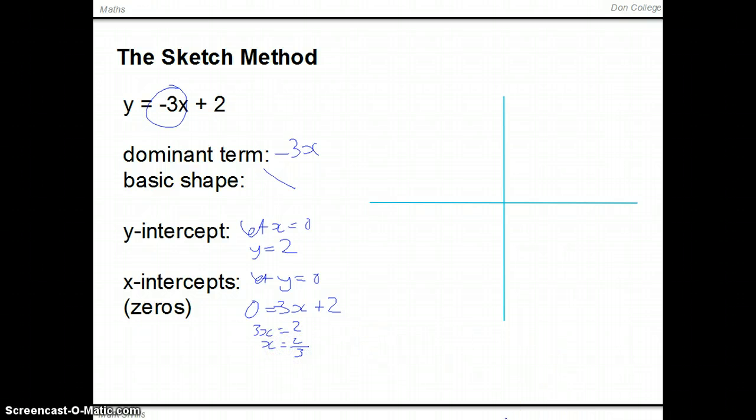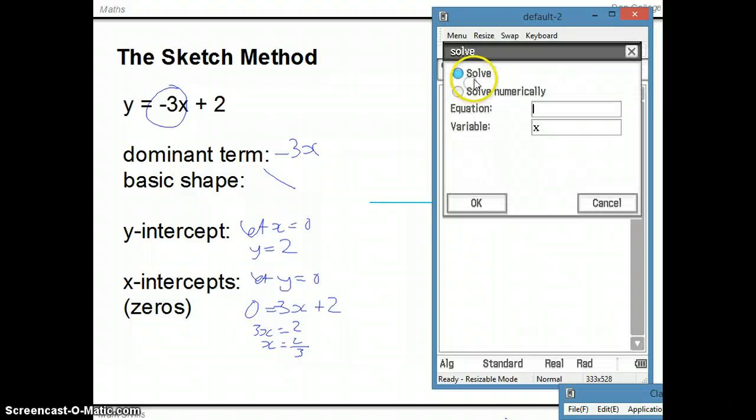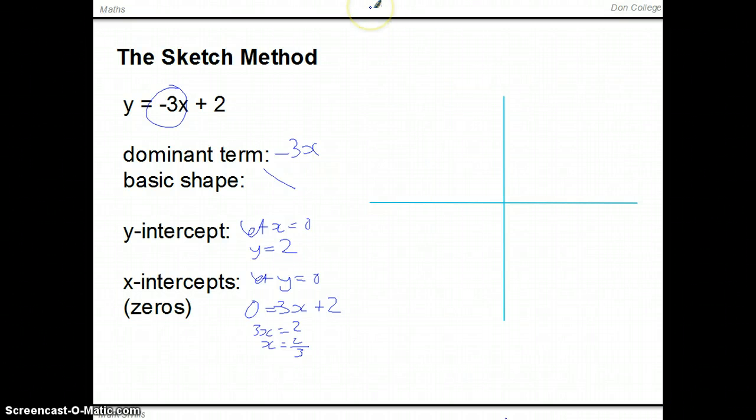We could solve that on your calculator. So advanced solve, 0 equals negative 3x plus 2, which gives you 2/3. Either way, we end up with enough information to be able to sketch it. It goes through y equals 2, it goes through x equals 2/3. It's a straight line going down like that. You should label your graph, so we've got y equals negative 3x plus 2, and it wouldn't hurt just to put that on as well. Okay, so there's our graph.